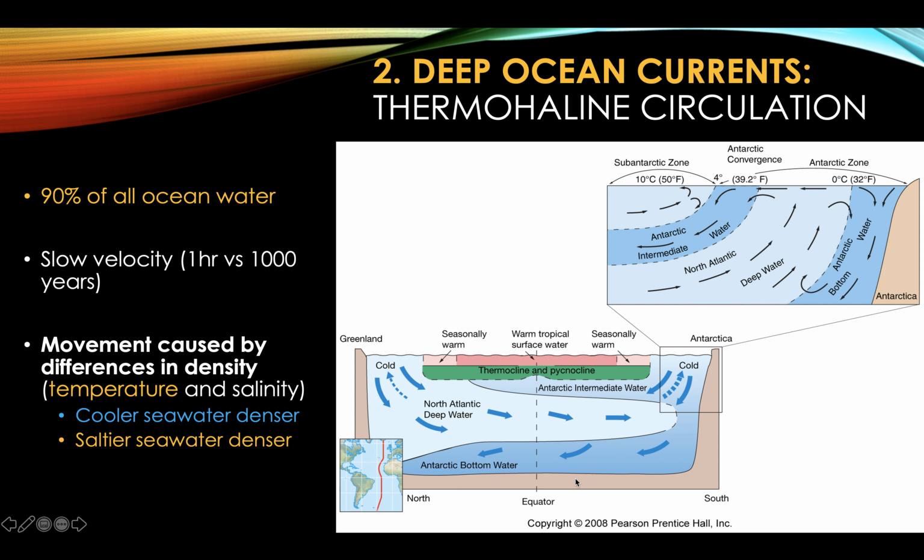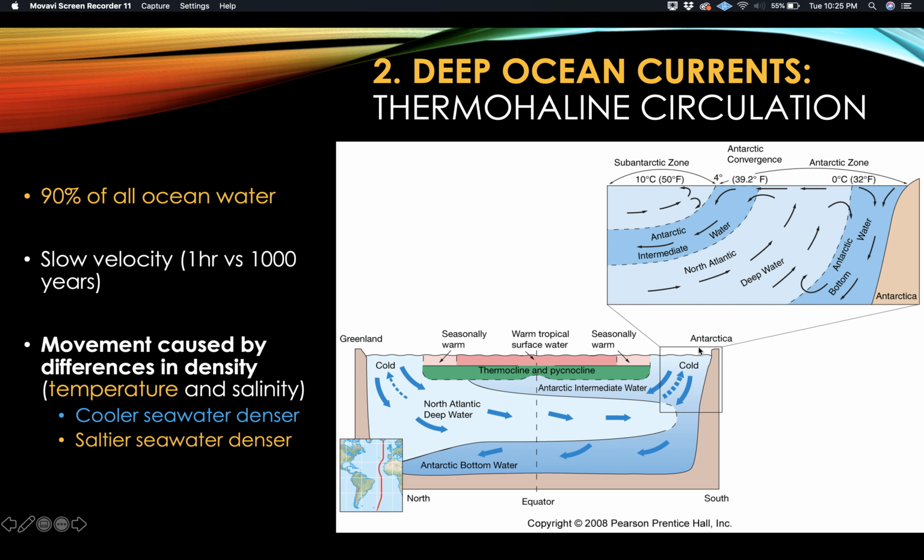So we can look at a cross section here of the Atlantic Ocean. So here you can see this red line is indicating what cross section we're looking at. So here's Greenland to the north, Antarctica to the south. And you can see the warm water pools up here at the top, right? But the rest of that, right, 90%, that's concentrated down here. So you have cold water in Greenland that's cold, so it's more dense and it sinks.